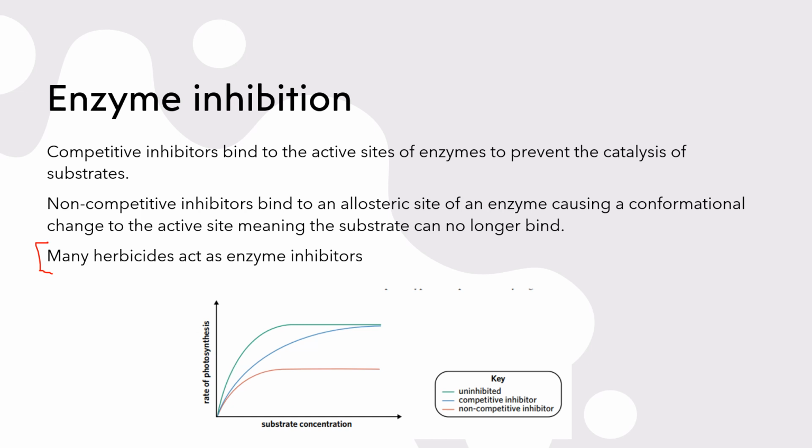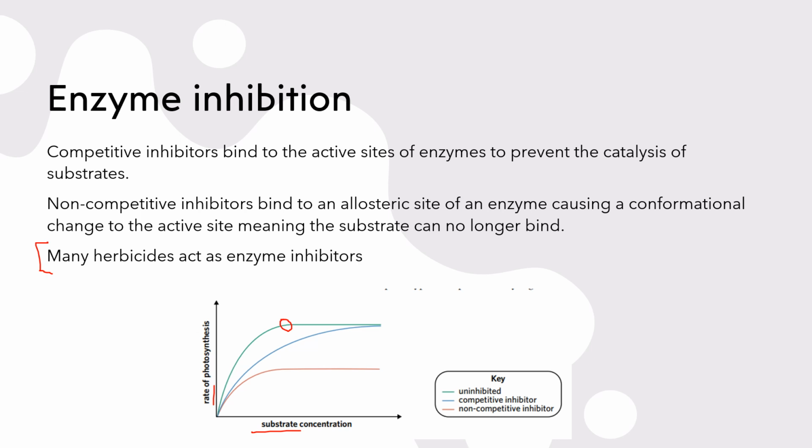So we've got our graph here that might look a little bit confusing, but we've got our green line, which is uninhibited. So this is the rate of photosynthesis when uninhibited. So you'll see as the substrate increases, as does photosynthesis up until this point here, which we know is due to limiting factors. So there might be enzyme saturation or things like that.